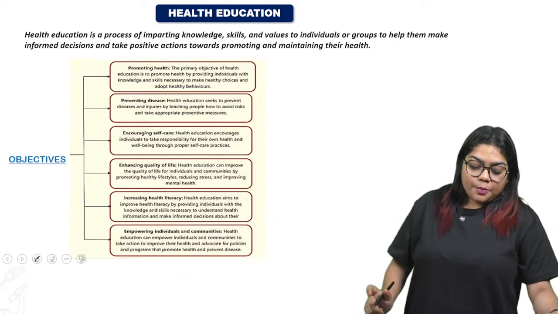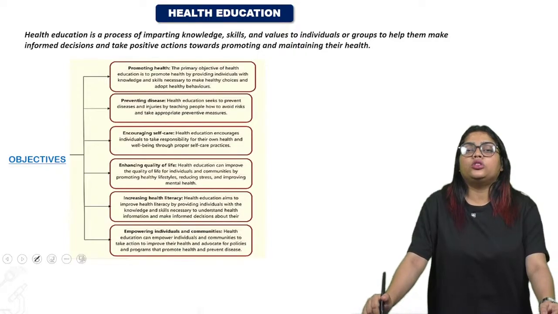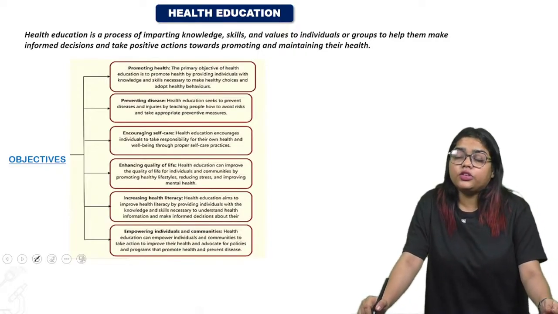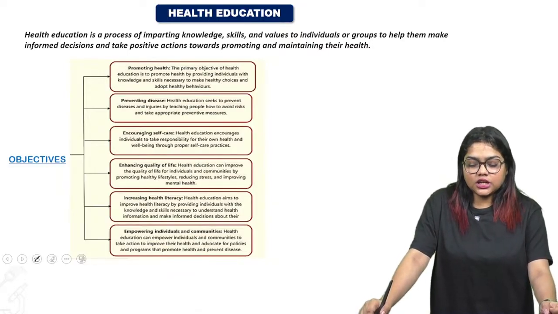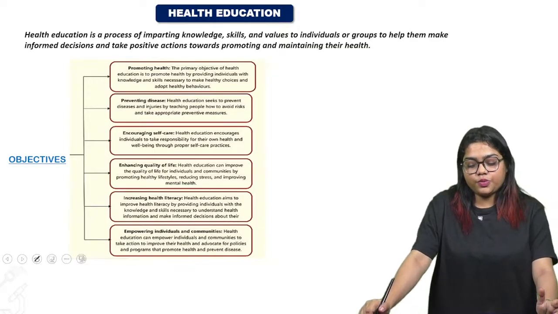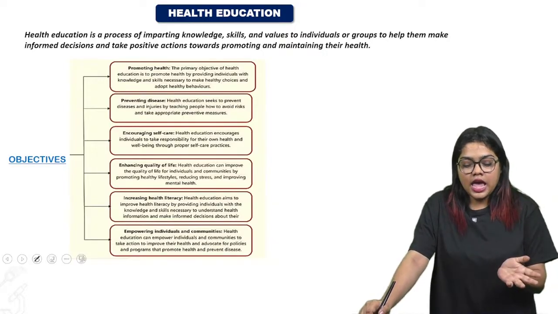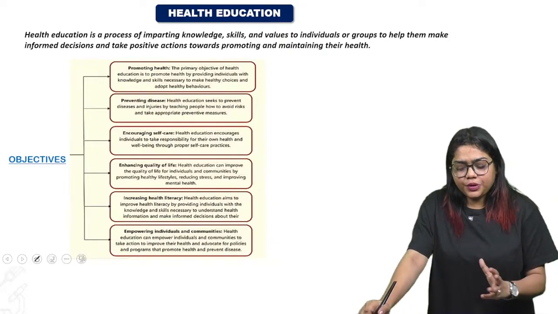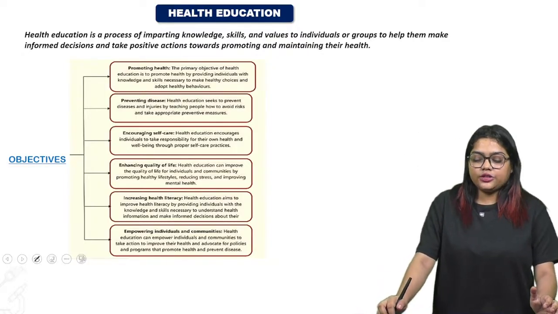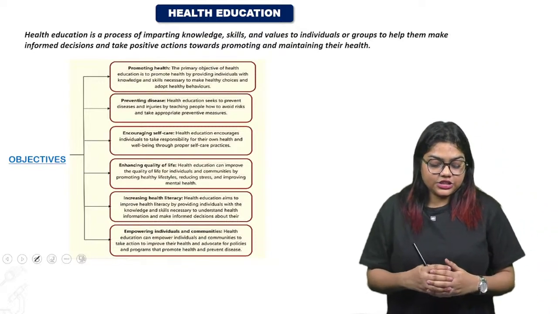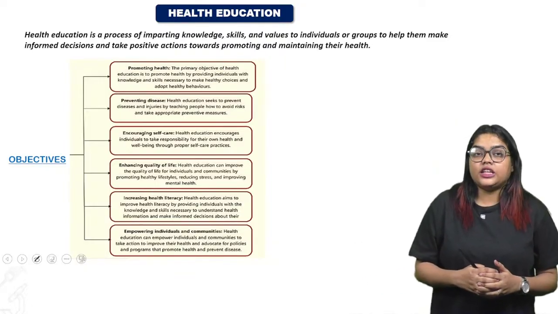The second one is preventing disease. During health education, we will not only tell about the signs, symptoms, and causes, we will also tell how they can prevent the particular disease. Okay, so it seeks to prevent disease and injuries by teaching people how to avoid risk and take appropriate preventive measures. The third one is encouraging self-care. Health education encourages individuals to take appropriate preventive measures.